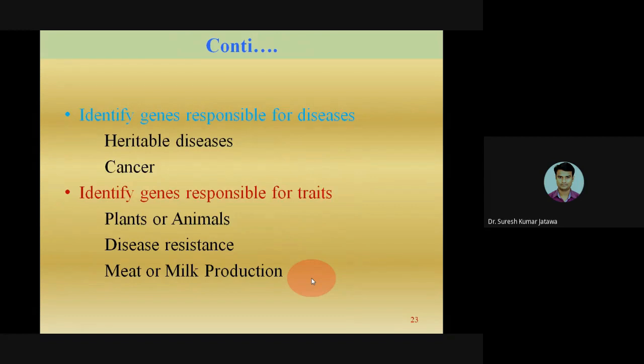After identifying genes, you are able to identify heritable diseases, which are diseases caused by genetic information, such as related diseases and cancers. Then you can identify genes responsible for traits. You may have a question about whether a particular sequence is responsible for height, color, skin or anything else. You can identify and study whether this particular sequence, which we call a gene, is really responsible for this particular trait, in plants or animals, maybe in disease resistance or disease potency, or in meat or milk production. These are just a few; there are many more applications of gene or genome analysis.